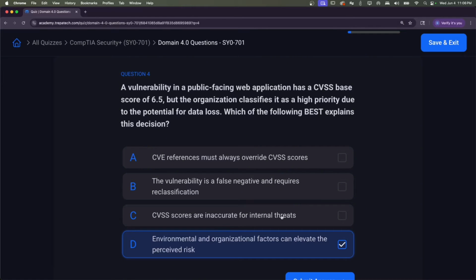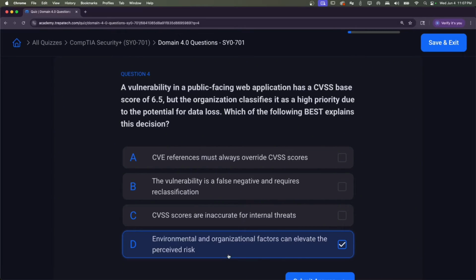CVSS scores are inaccurate for internal threats. No. The vulnerability is a false negative and requires reclassification. No. And the CVE references must always override CVSS scores. No, CVSS scores, they score a CVE, right? A common vulnerability enumeration number. It's just the number we give the vulnerability, and the CVSS score is the quantitative value we give to how severe it could be, right?